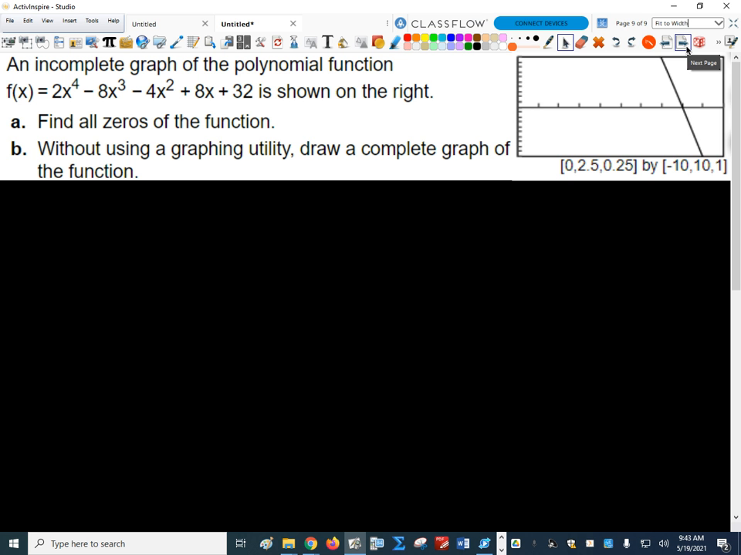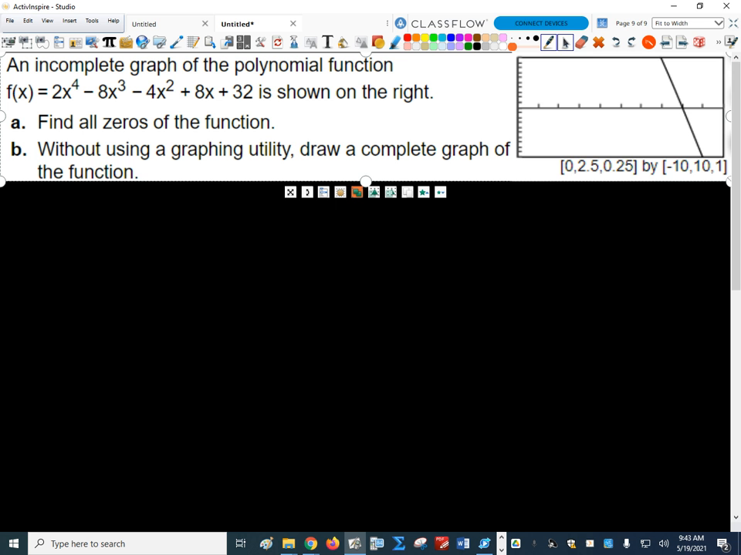It's just giving me the width of the window. So those are the key numbers on the x-axis, and those are the key numbers on the y-axis, right? So it's going from 0 to 2.5 in increments of 0.25. Vertically, it goes from negative 10 to 10 by ones. The hash marks are by ones, okay? So then we can see that that must be at 2, right? 2.5 minus 0.5 would give me 2. Okay, so we can see right away that x equals 2 is a 0, right?